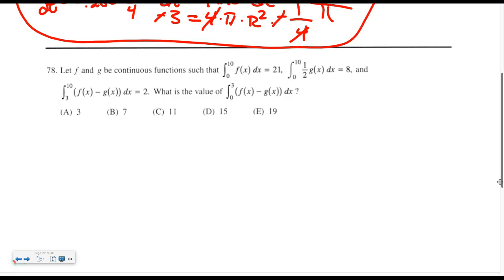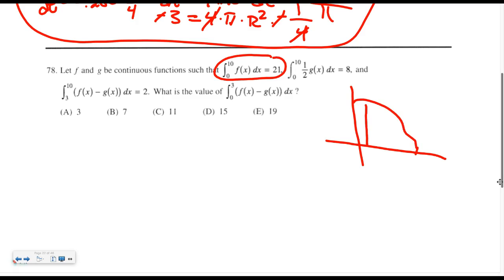We have 2 continuous functions, and the area under the curve from 0 to 10 of one of them is 21. If I were to make just a fake sketch, this could be f. This could be f from 0 to 10 right here, and it could have balanced out to be positive 21 in area, and g doesn't necessarily need to be the same shape, but I'm just making a for instance graph. G on that, half of it was 8, which means it was 16.